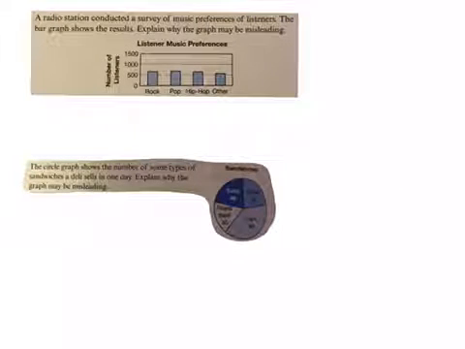Here's a couple more. This one says, a radio station conducts a survey of music preferences of listeners. The bar graph shows the results. Explain why the graph may be misleading. Well, let's just look at it and see what kind of information we can draw from this. This is 0, this is 500, 1,000, 1,500. So this is the number of listeners that prefer each type of music. Rock, pop, hip-hop, other. So rock is between 500 and 1,000. Pop is between 500 and 1,000. Hip-hop between 500 and 1,000. And same with other, between 500 and 1,000.